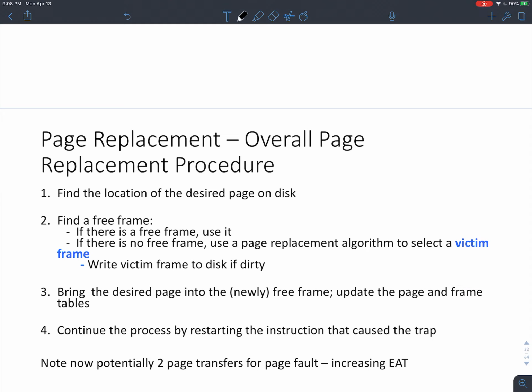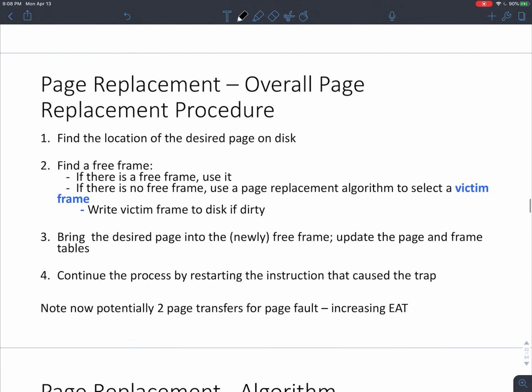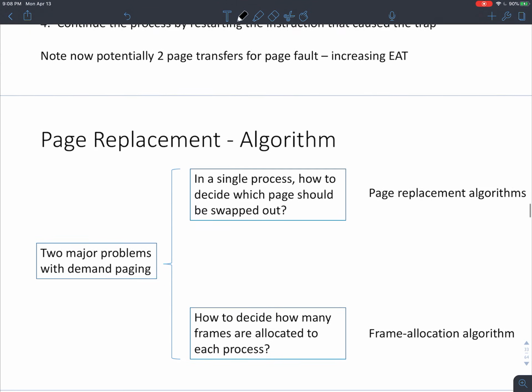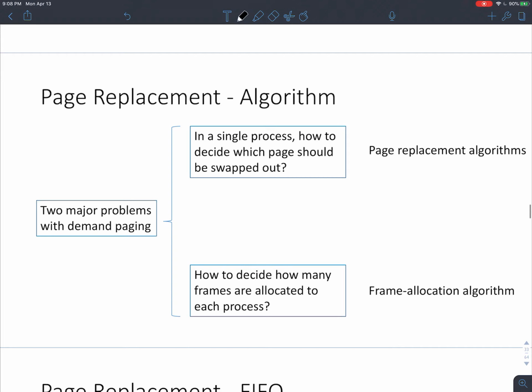If the victim frame's modified bit, or dirty bit, is set, meaning that it's 1, then we need to write it back into the hard drive. Then we need to bring the new frame in and update the page table. So this is the procedure for us to do a page replacement.